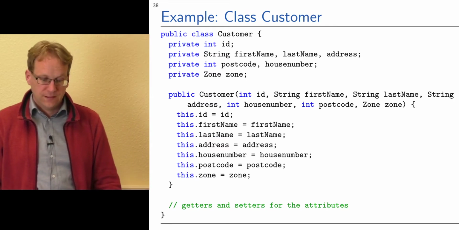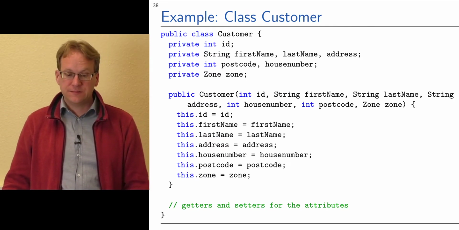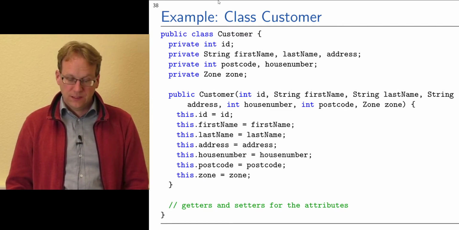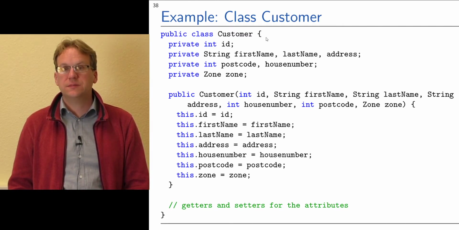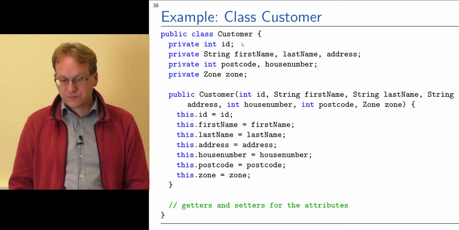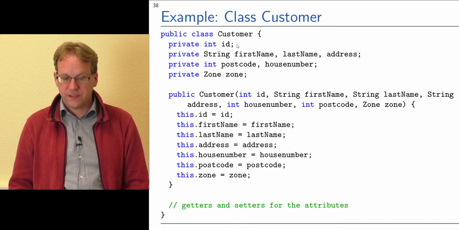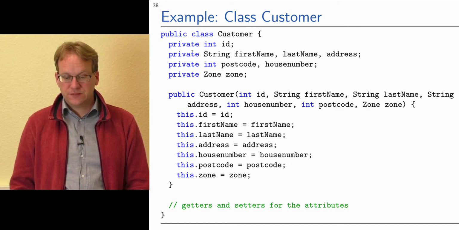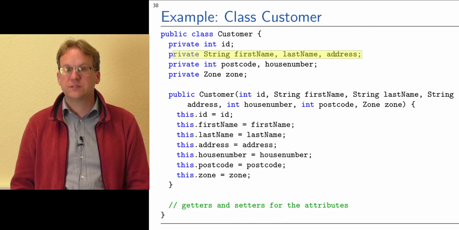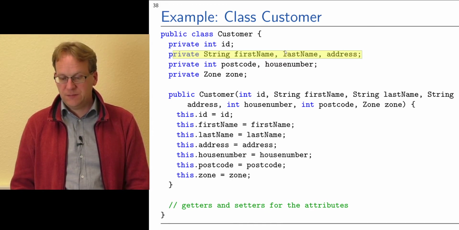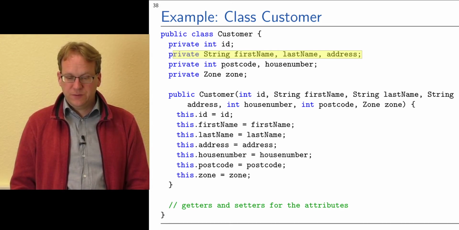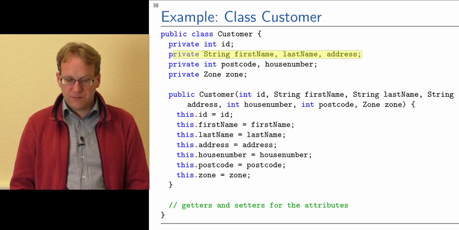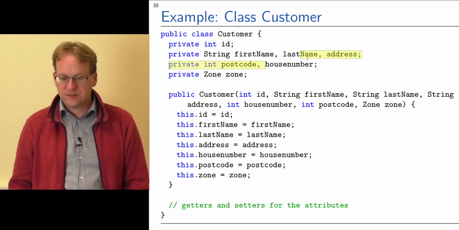Well, let's look at the next class. That is our class customer. Again, it's public class customer. Then we have the attribute int ID. Again, our customer has an identifier. Then we have three attributes of type string, written here in only one line of code to save some space: first name, last name, address. Also, we have two attributes of type int: postcode and house number.